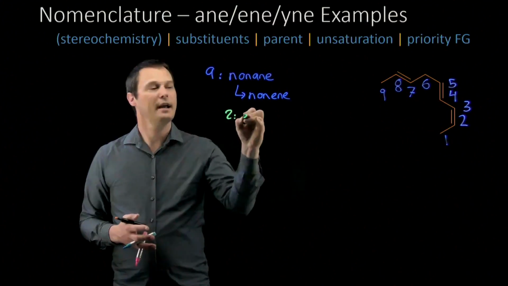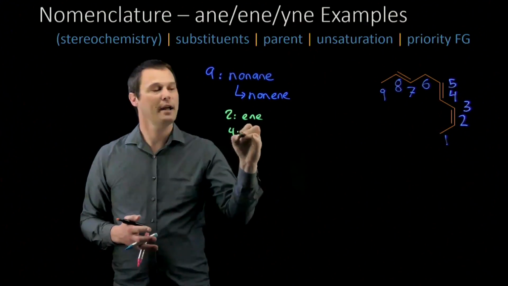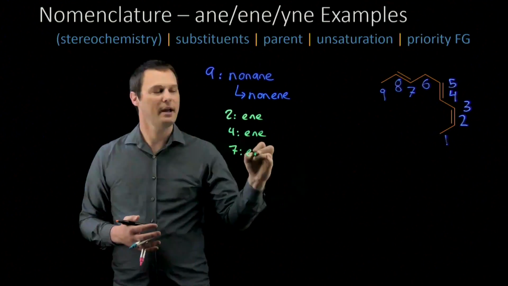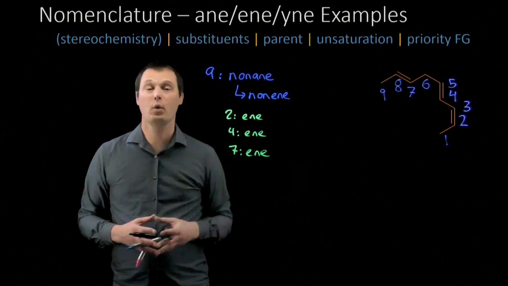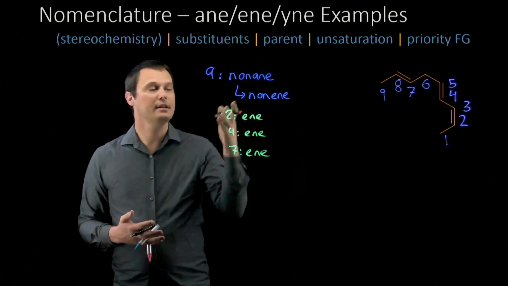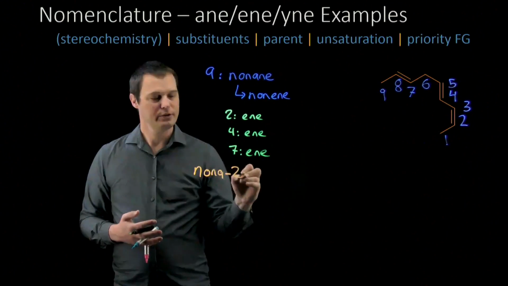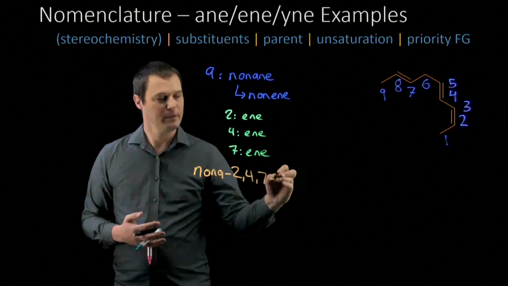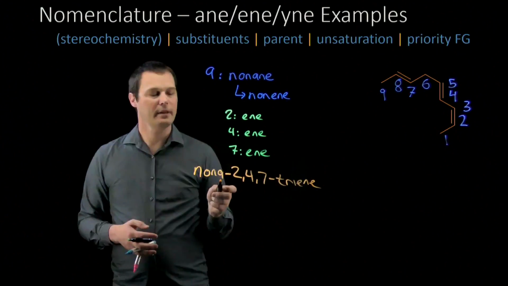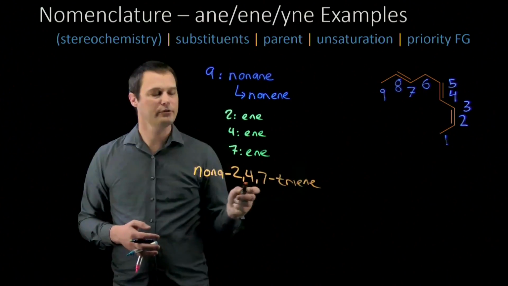That means at carbon number 2, we have an alkene. At carbon number 4, we have an alkene. And at carbon number 7, we have an alkene. How do we handle this when there's more than one alkene? We use the syllable tri to indicate that there are 3 alkenes. 2 would have been di. So this molecule will be nona-2,4,7-triene. We separate the letters from numbers with hyphens, and we separate numbers from numbers with commas.